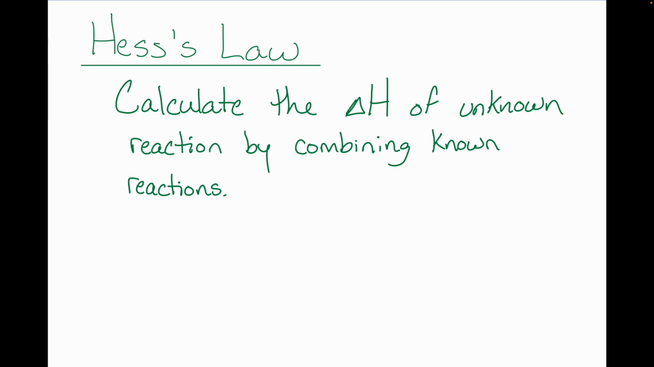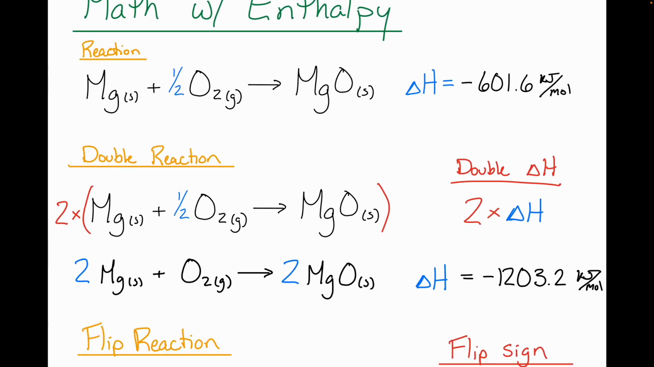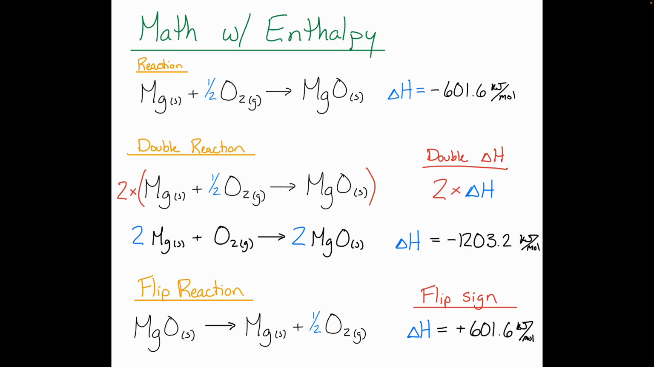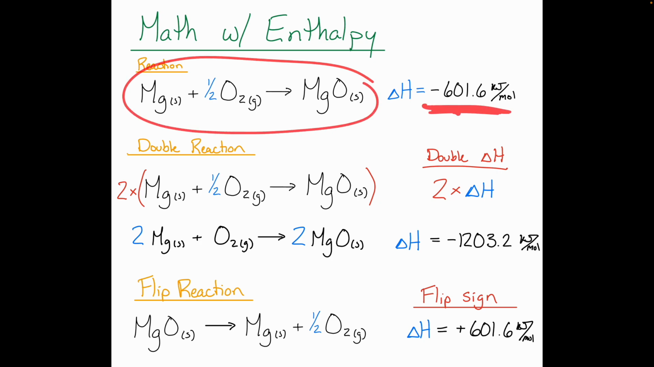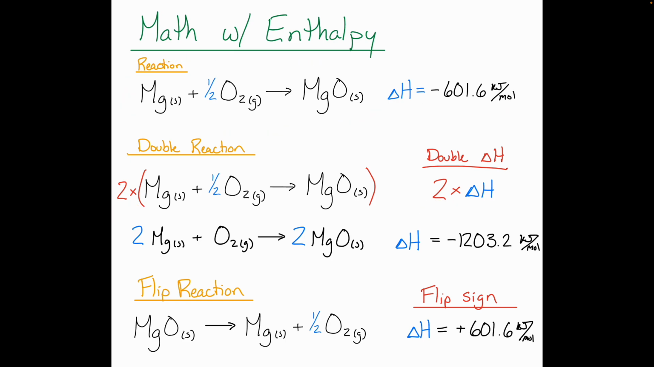All right, now, if you remember, we kind of laid out these math things that we can do, these math tricks that we can do with these chemical equations. Right? Given some chemical equation where we have its delta H value, if we took that chemical equation and multiplied it by some constant value, we would just do the same thing to its delta H to give us the delta H of that new equation.